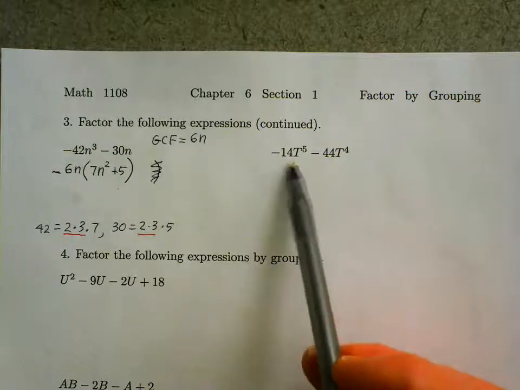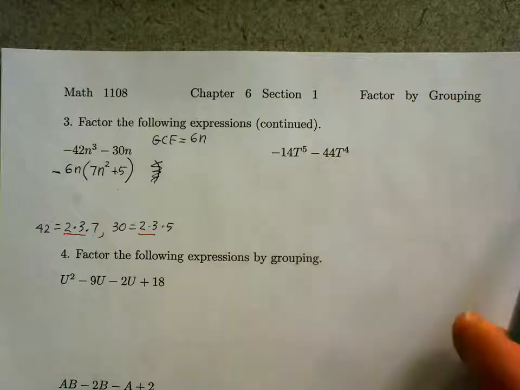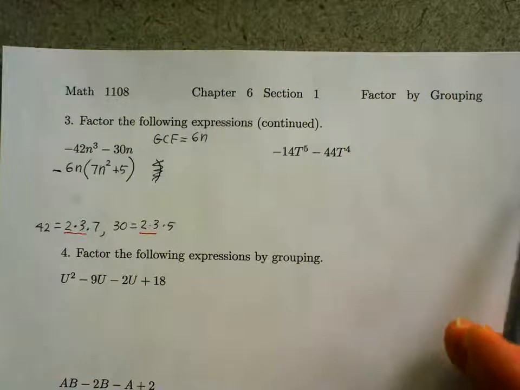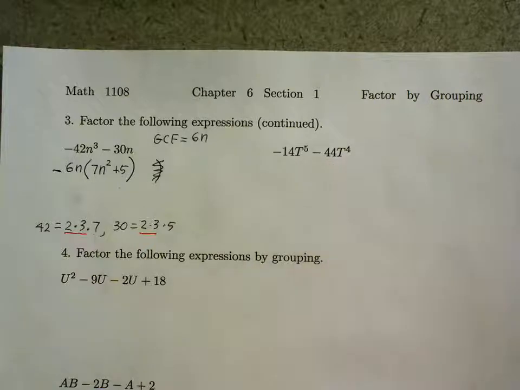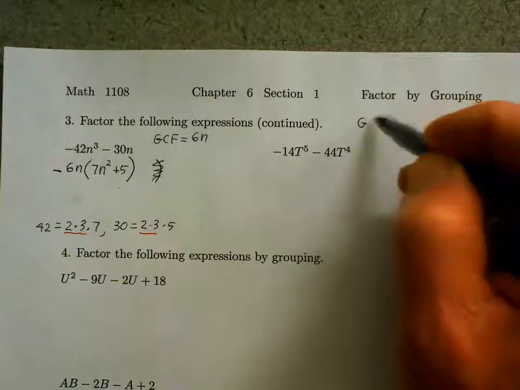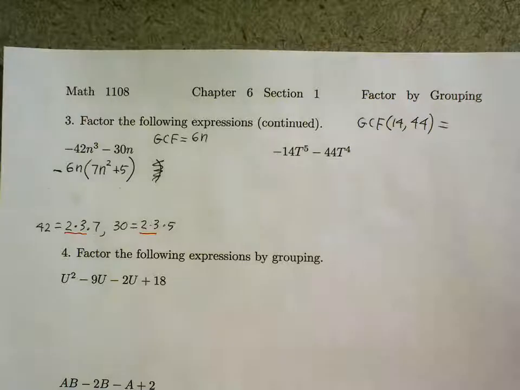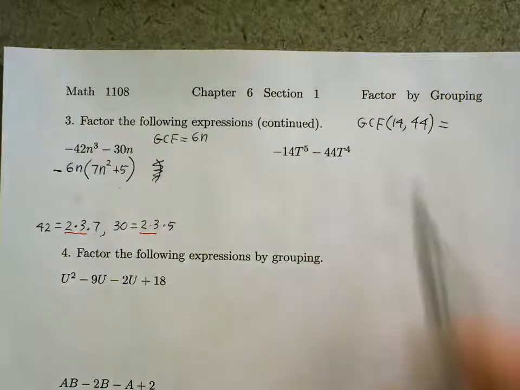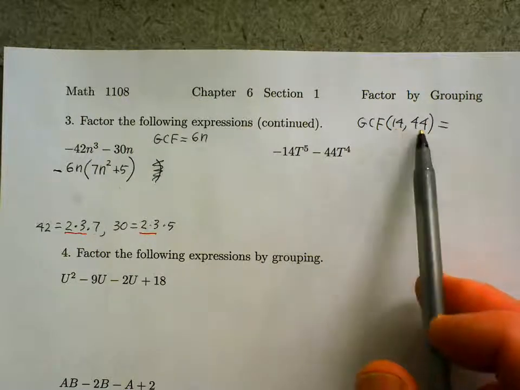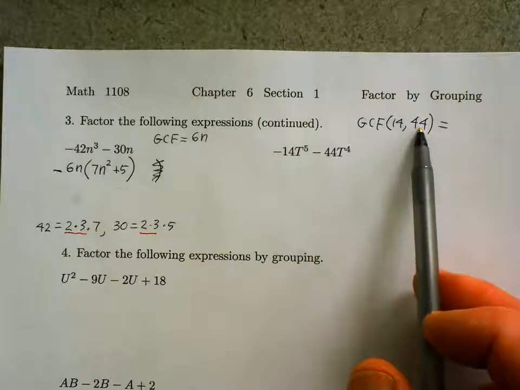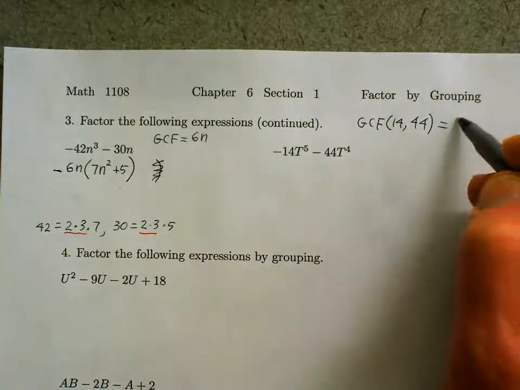Okay, the next expression, negative 14t to the fifth minus 44t to the fourth. What's the greatest common factor of 14 and 44? The prime factorization of 14 is just 2 times 7. And the prime factorization of 44 is 2 times 2 times 11. So the greatest common factor is 2.